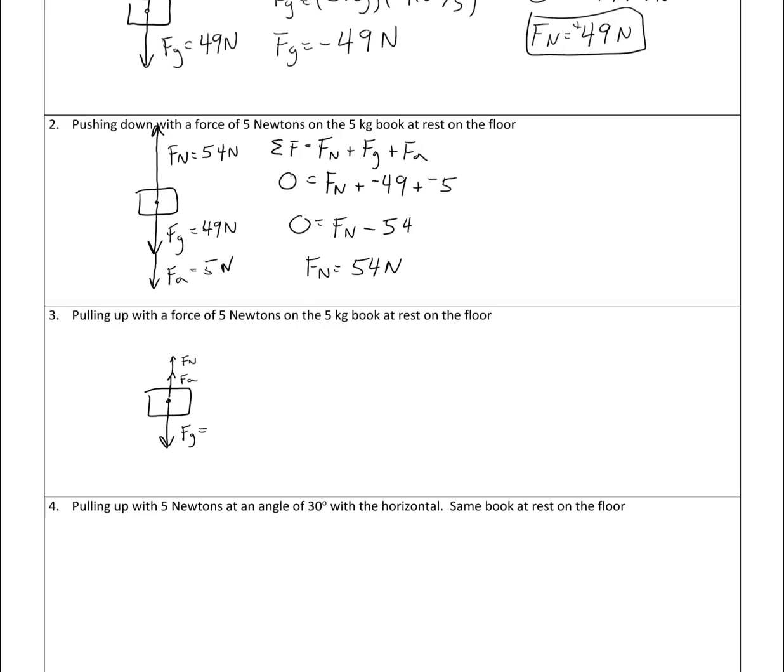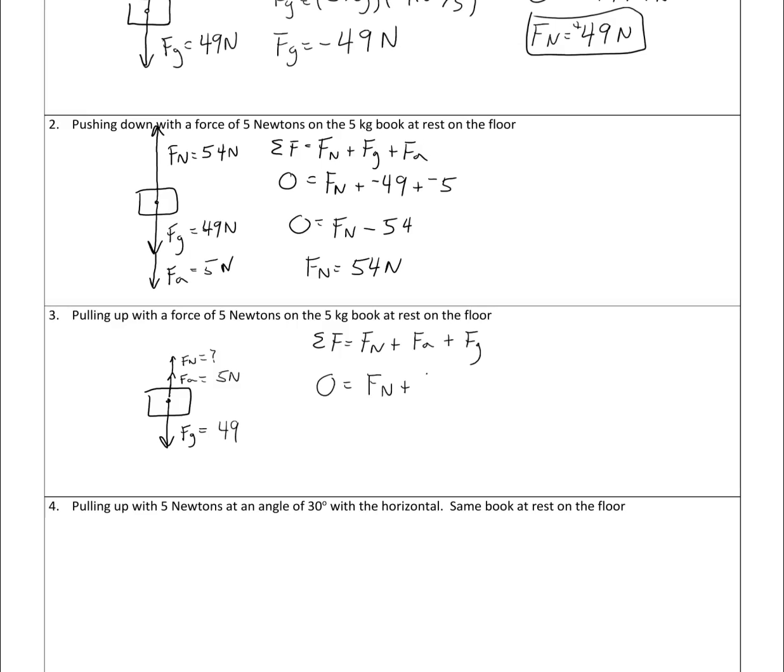Okay, so the weight is still 49 newtons. The applied force is 5 newtons. We're looking for the normal force. The net force is equal to the sum of all the forces. You're at rest still, so the acceleration is 0, which means the net force is still 0. We're looking for the normal force.